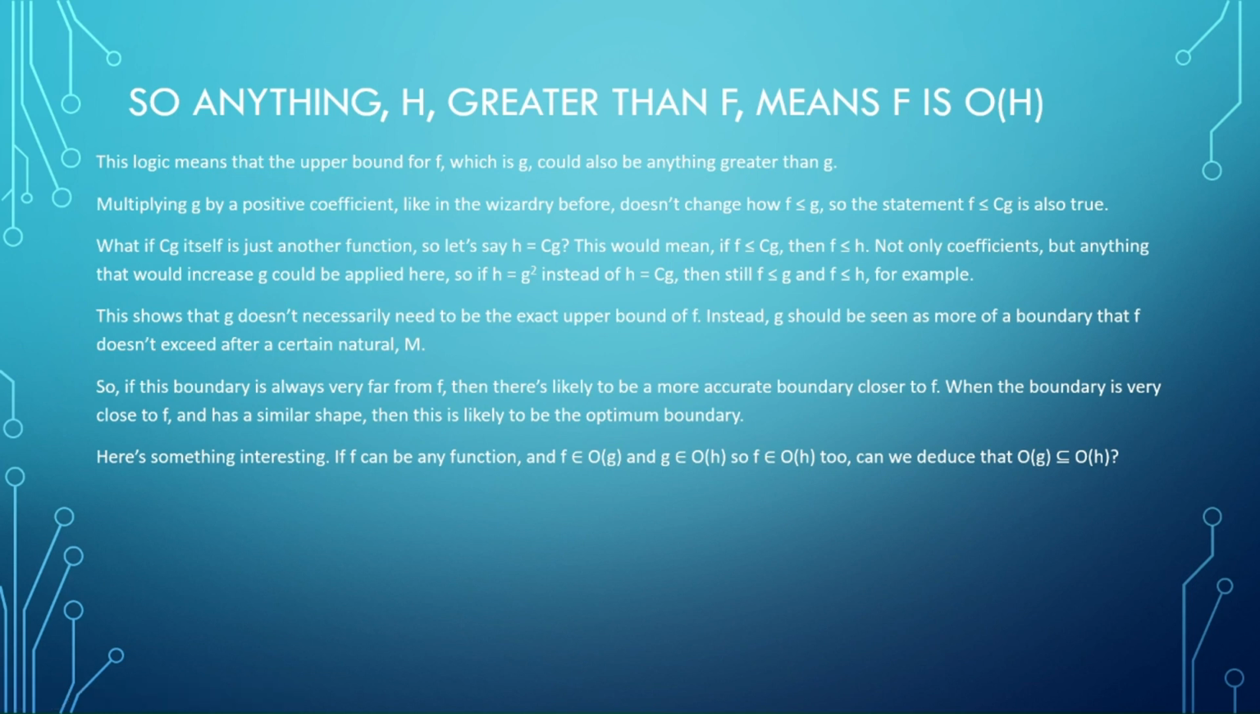So they're both sets. We have f is of order g, and g is of order h, which means using the inequalities, f is less than g is less than h. We can say f is of order h. So does this mean that order g is a subset of order h?